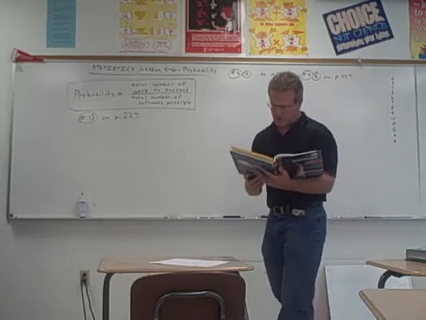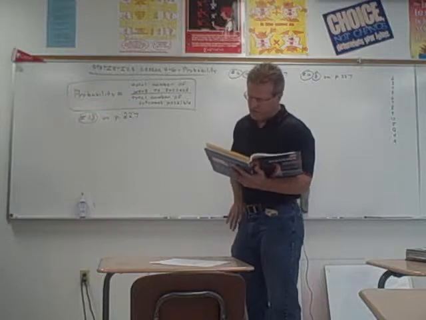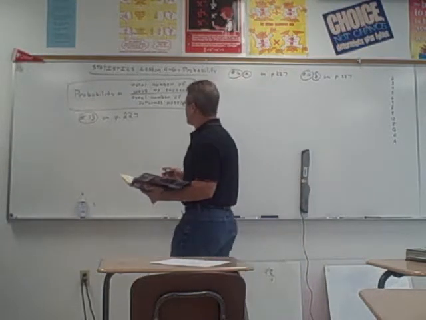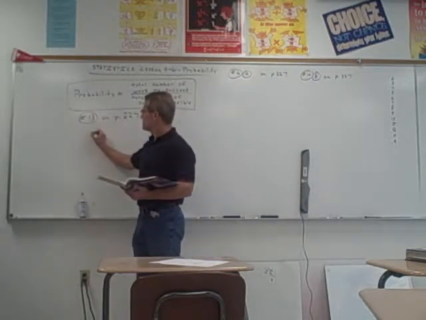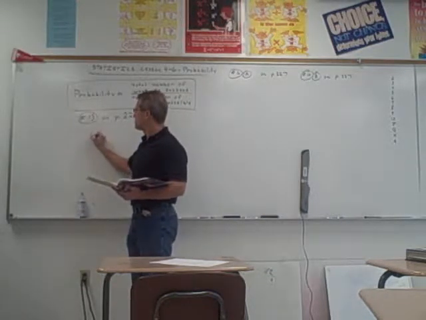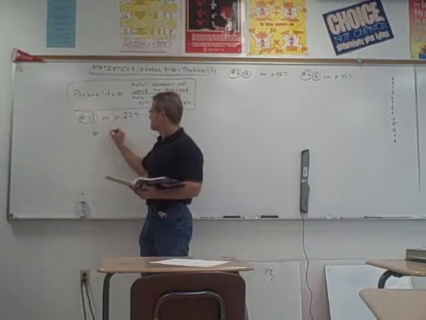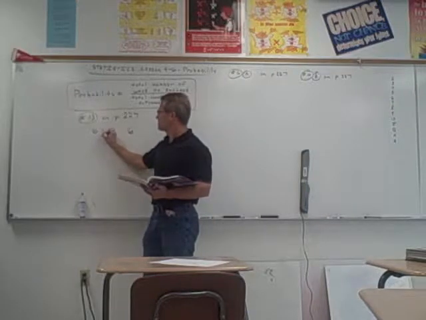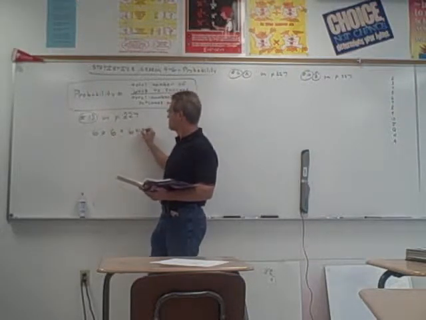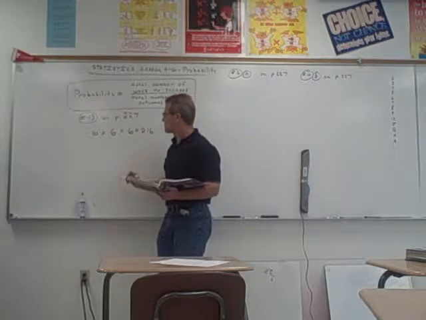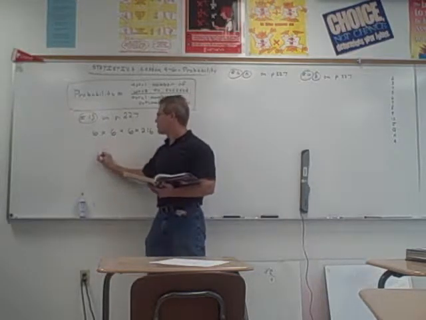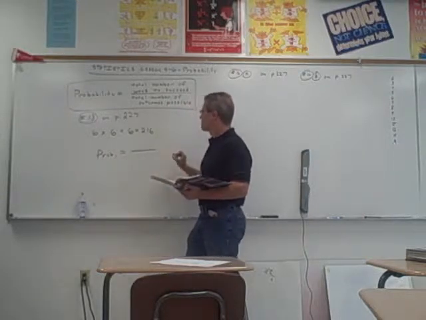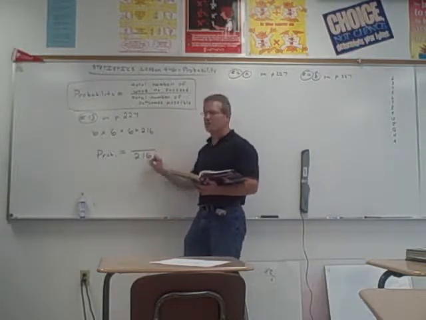Number 13 says, when 3 dice are rolled, find the probability of getting a sum of 7. Well, if you roll 3 dice, there's 6 different ways that first die can land, 6 different ways the second die can land, and 6 different ways the third die can land. So if we multiply those together, that comes out to 216 possible outcomes. So when we find our probability, the denominator is going to be 216 because that's the total number of outcomes possible.